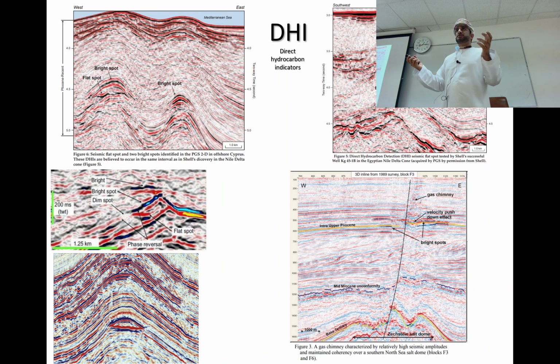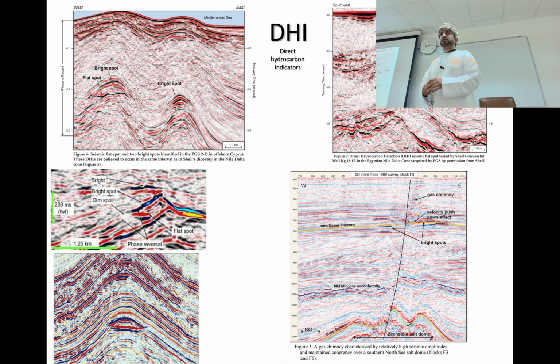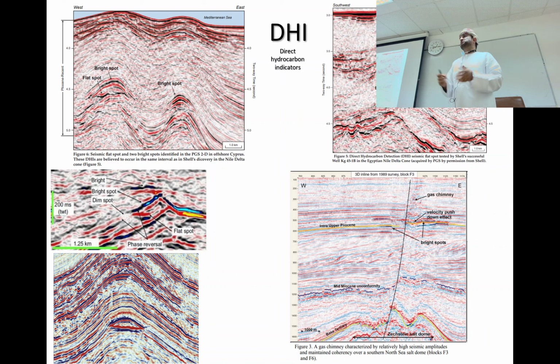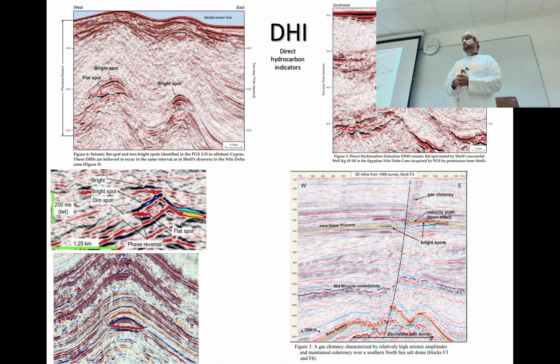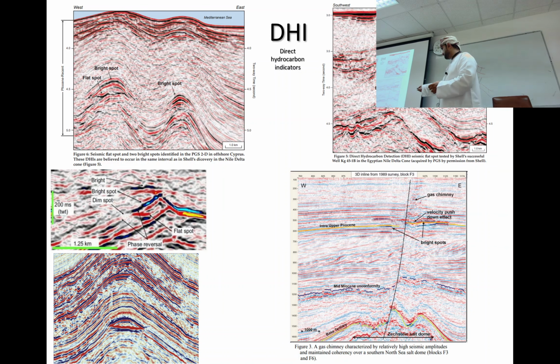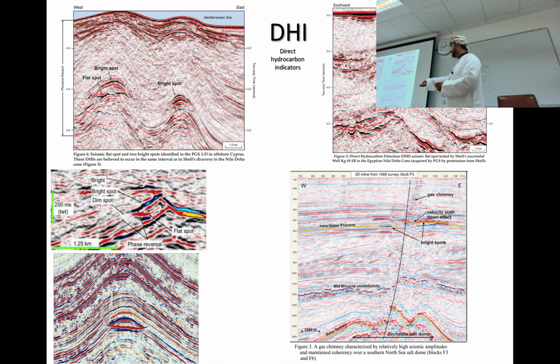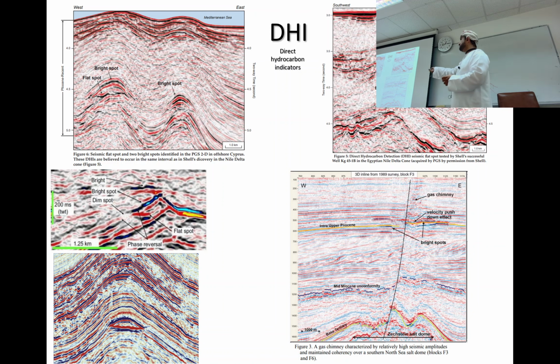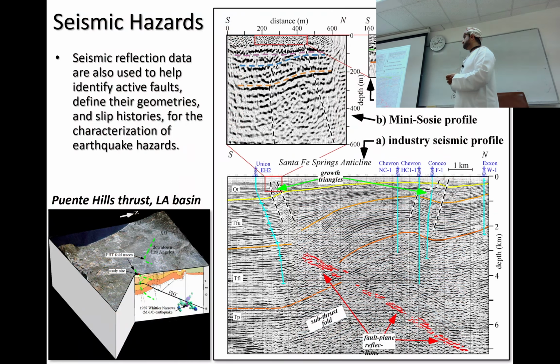Whereas white, if the color is white, it means what? Zero, almost the same rock. There is no reflectivity. Most of the energy is transmitted to deeper layers. This is another case here. So many cases. All collectively, we call them direct hydrocarbon indicators.